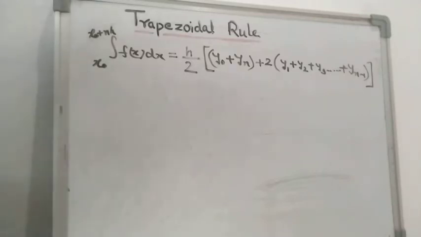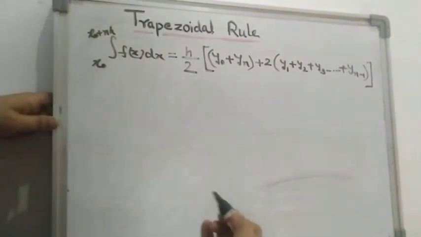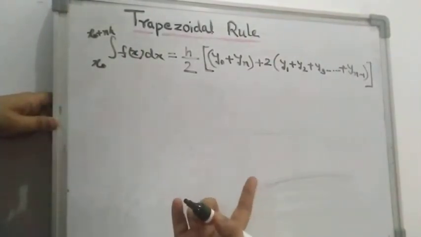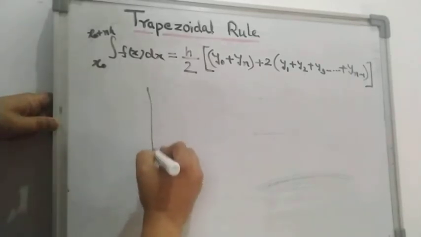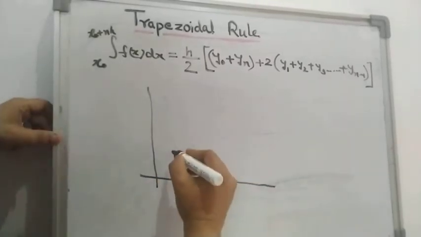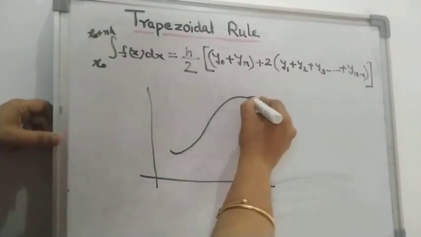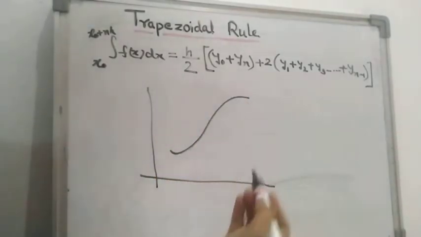I am showing in a graph how this numerical integration works. Actually, integration means we are asked to find the area under the curve. Integration means to find the area of the curve. So let us suppose this is the x and y axis, and this is your curve. You are asked to find the area over the range from here to here.